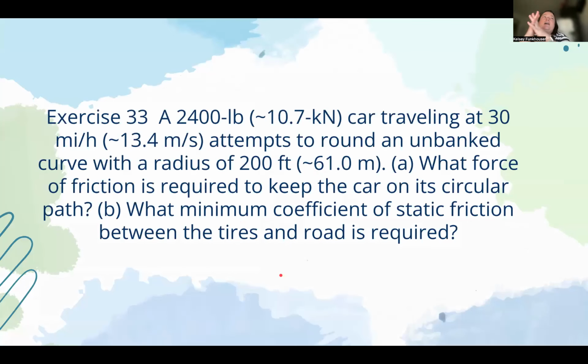So now we're going to do this exercise from the textbook. It says a 2,400 pound or 10.7 kilonewton car traveling at 30 miles per hour, which is 13.4 meters per second, attempts to round an unbanked curve with a radius of 200 feet or 61 meters. What force of friction is required to keep the car in its circular path? What minimum coefficient of static friction between the tires and road is required?